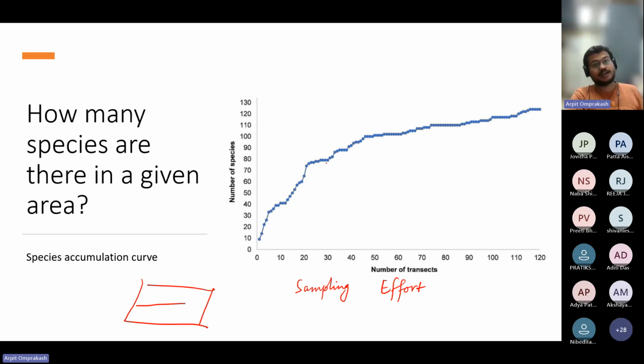But after a point, what happens is the number of species that you see will not increase that much. It will remain constant or it will change slightly. So when you reach an asymptote in your graph, which is basically when the slope becomes zero and your graph stays constant, you basically draw a line from where your graph became constant. And that is basically an estimate of the number of species that are present in the given area, habitat or ecosystem. Okay.